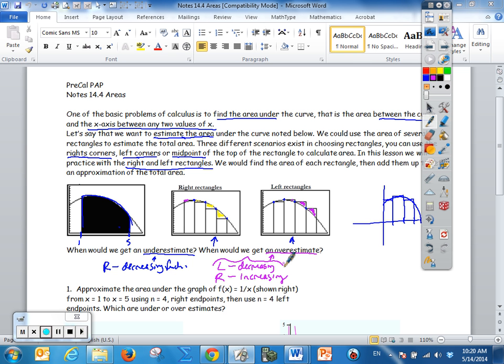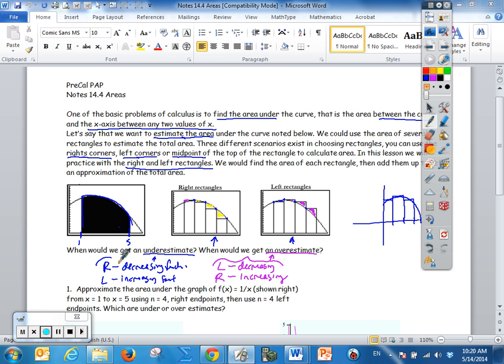Now, you don't really have to memorize this. You can just draw the rectangles and figure it out. I'm just telling you the scenarios. Pretty important to know. And likewise, when would we get an underestimate when we're using left rectangles? Let's look at this. Here's left rectangles, and there's that little space right there. On an increasing function using a left rectangle, I have extra space. So we get an underestimate with left rectangles on an increasing function.